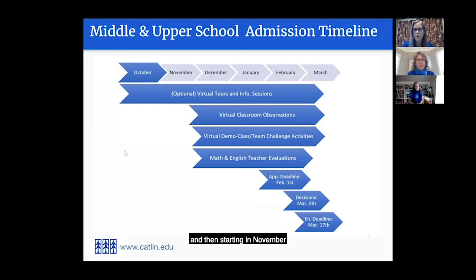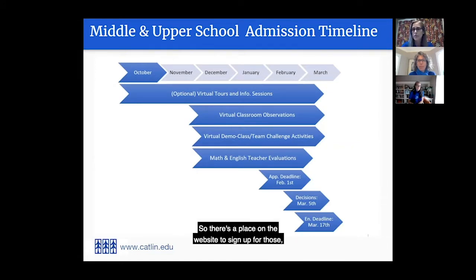And then starting in November, for middle school and upper school applicants who are curious and interested in applying, so you don't have to have already officially started your application, you can do a virtual classroom observation. In the past, this would be similar to a student visit, or some schools call it a shadow day. But of course, right now anyway, those are all virtual. So there's a place on the website to sign up for those, and it's essentially about a half a day. It's 3 different Zoom classes, typically starting at about 9 and ending at around 1, with some breaks in between, including a break for lunch.